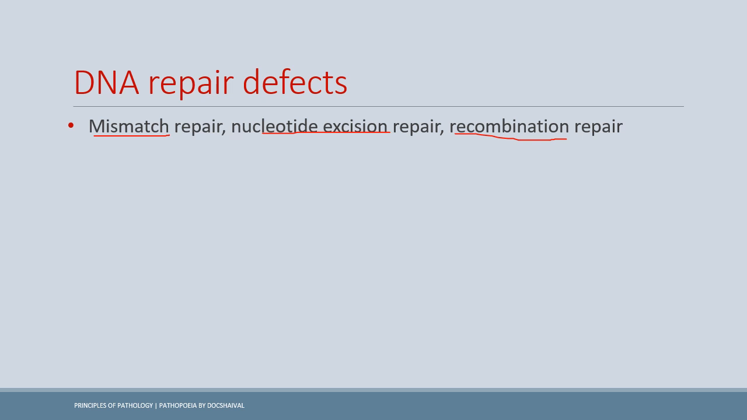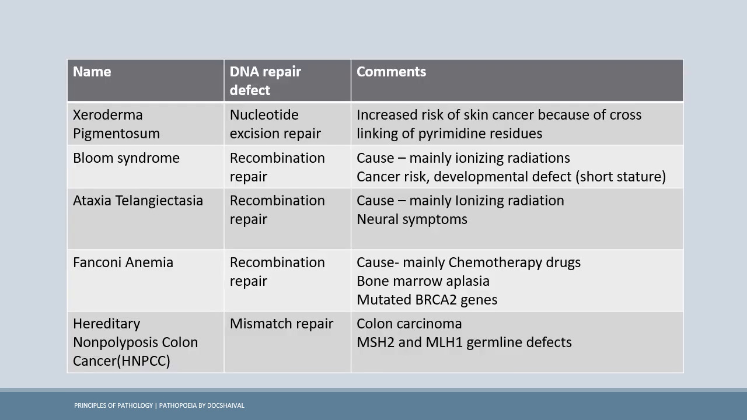the recombination repair. Okay, one by one we are going to discuss the diseases, and I have kept a table for easy understanding. So here is the table, and first one of them is xeroderma pigmentosum, and the DNA repair defect is the nucleotide excision repair. Now, as the name suggests, xeroderma, something related to skin. So they have increased risk of skin cancer because of the UV radiation that causes the cross-linking of the pyrimidine residues. The second one is the Bloom syndrome.